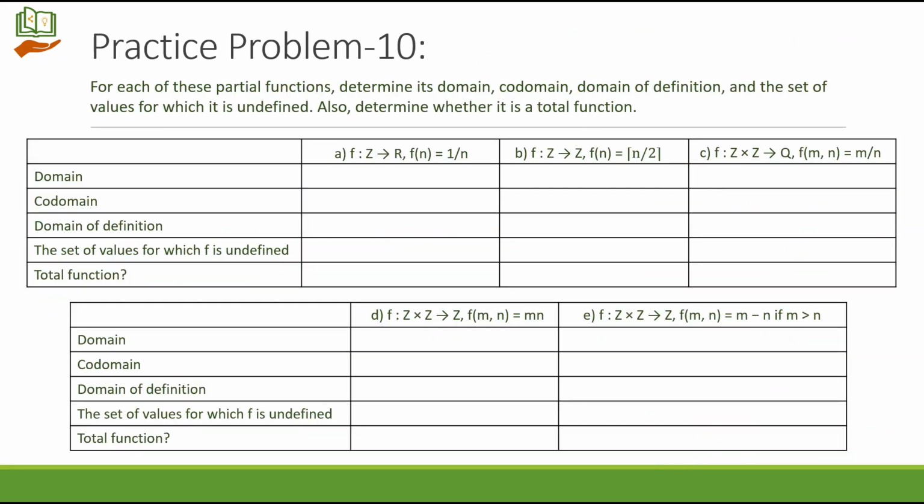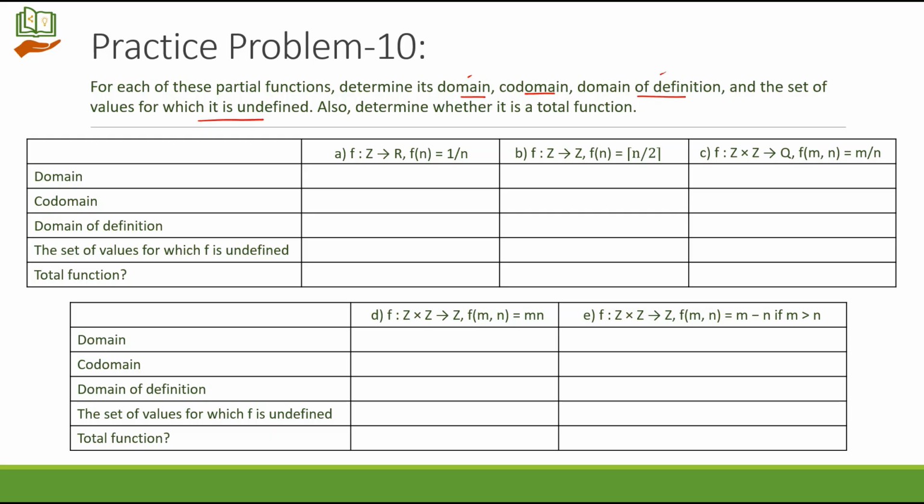Next problem and the final problem. For each of these partial functions, determine its domain, codomain, domain of definition, and the set of values for which it is undefined. Also determine whether it is a total function. When you find the domain and domain of definition, when they are equal, it's a total function.